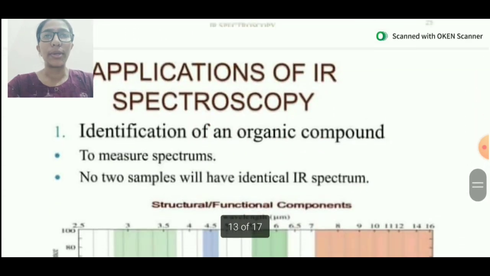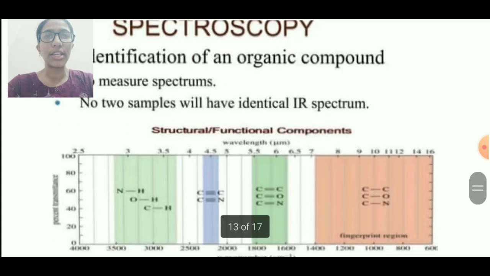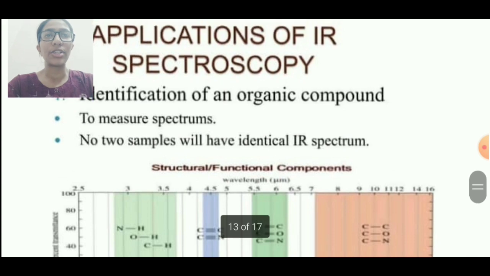The next topic is applications of IR spectroscopy. The first application is identification of an organic compound, which is identified by measuring spectra, and no two samples will have an identical IR spectrum.